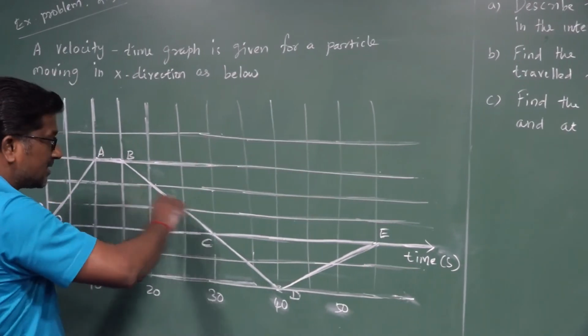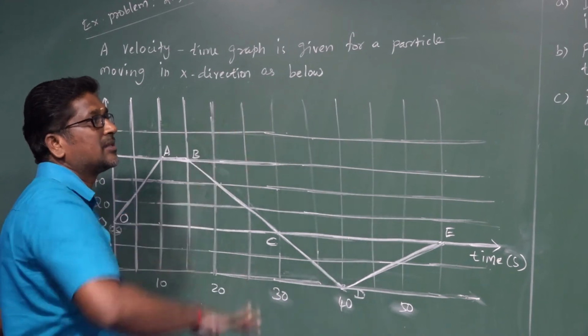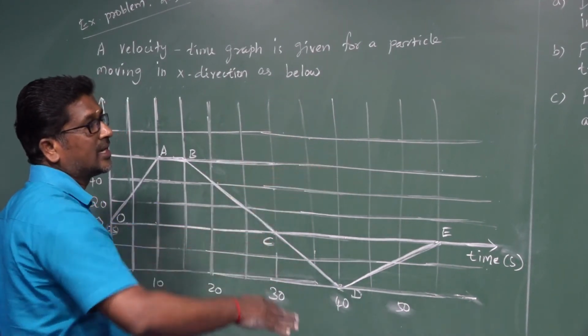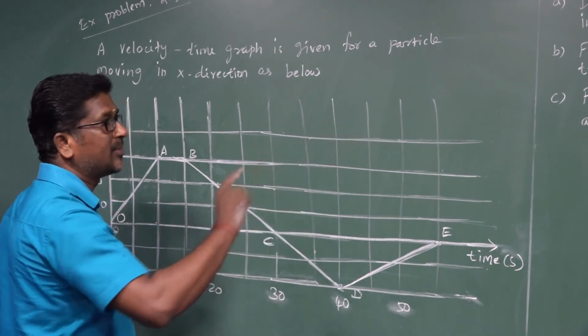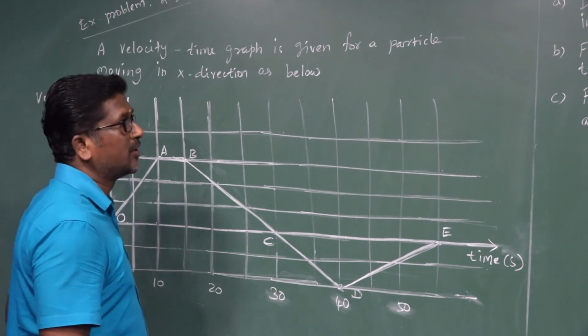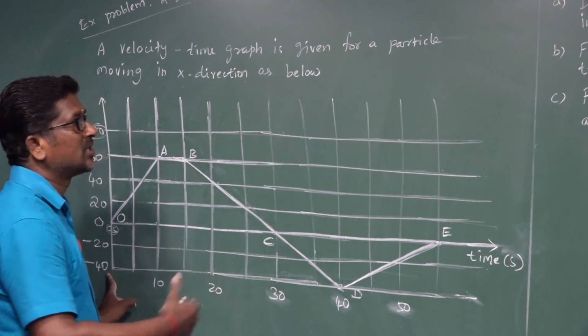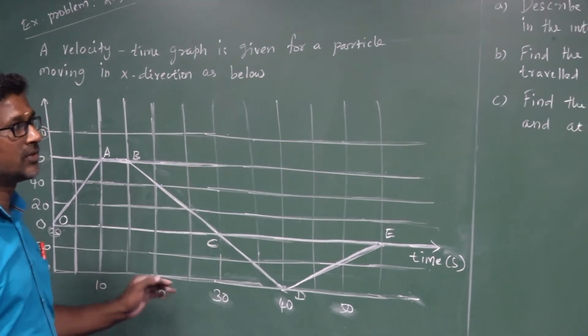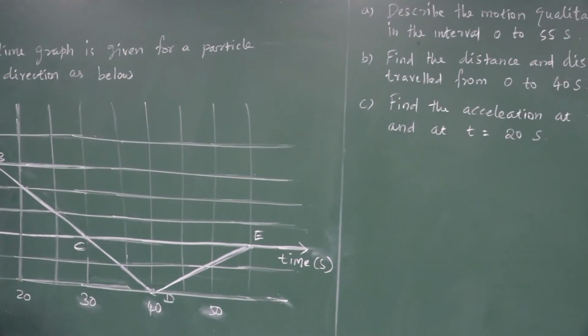Then the distance traveled by the particle and the displacement of the particle from the time interval 0 to 40 seconds. Third, finally, acceleration at the time t equal to 5 seconds and at the time t equal to 20 seconds we want to find out. First, description of the motion qualitatively in the interval from 0 seconds to 55 seconds.